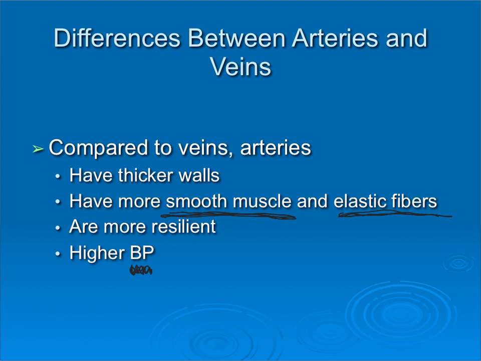Veins will be thinner walled. Veins are also going to have a much larger lumen. So the larger the lumen, or the opening, the less the blood pressure. So veins have a large lumen to lower blood pressure because, again, we want pressure to move from high to low. We want to make sure that blood returns back to the heart.